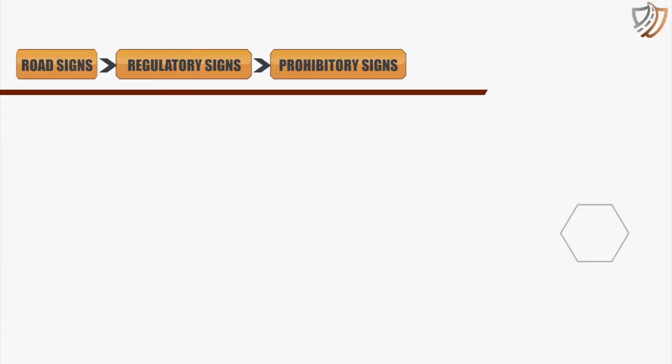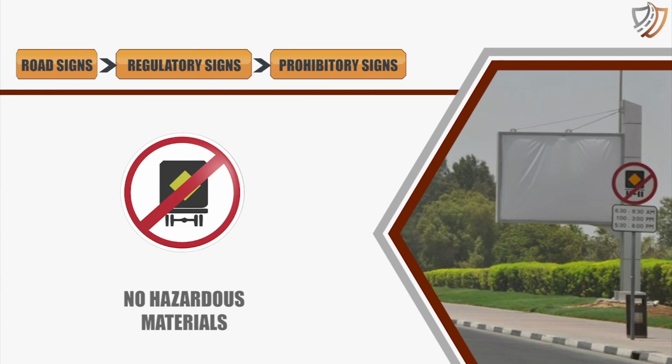No hazardous material. This sign illustrates that any vehicle carrying hazardous material is not allowed to use that road. The yellow diamond symbol is commonly used to alert about hazardous material. You may find these signs at tunnels and freeways with a qualification plate.